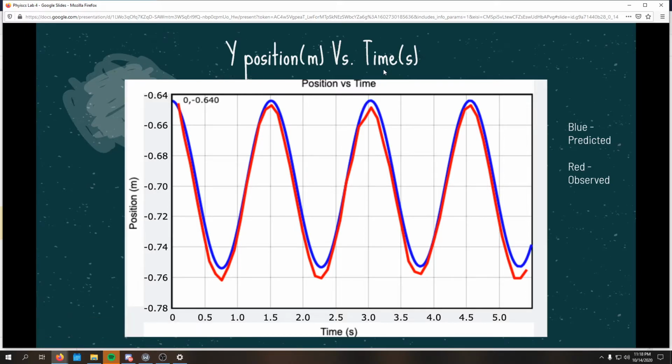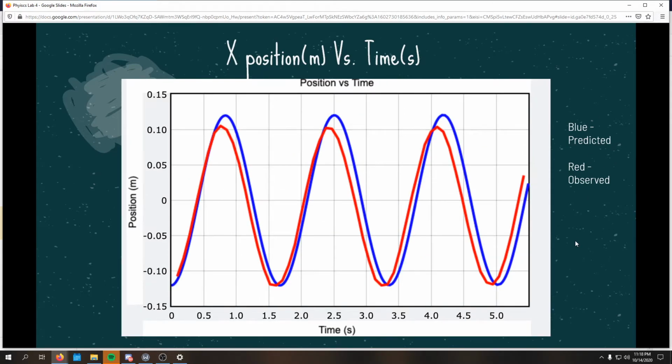So when we're looking at the y position versus time, here we can see that it was pretty close. There's some minor deviations like here and here, but that's probably due to the fact that the video and the Tracker weren't quite synced up. So possibly some human error with the Tracker dots, as well as the poor video quality. Again, blue is the predicted and red is the observed.